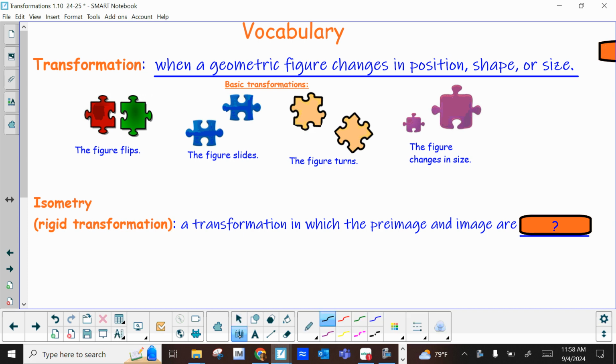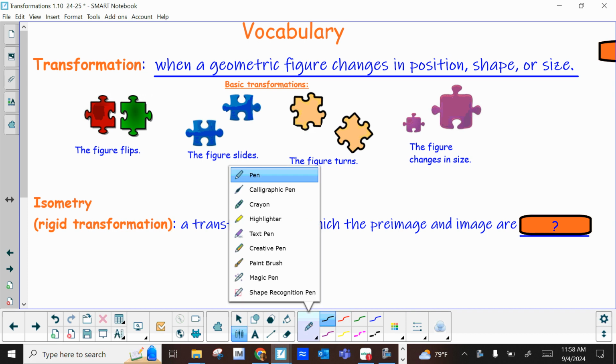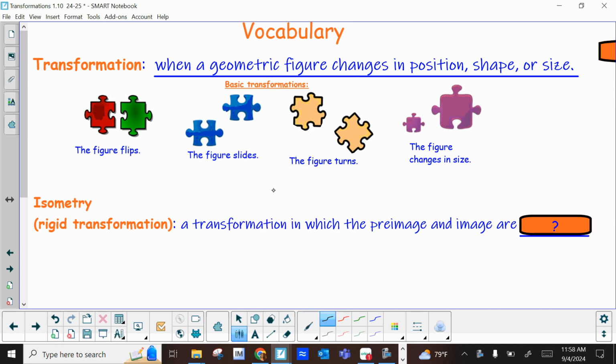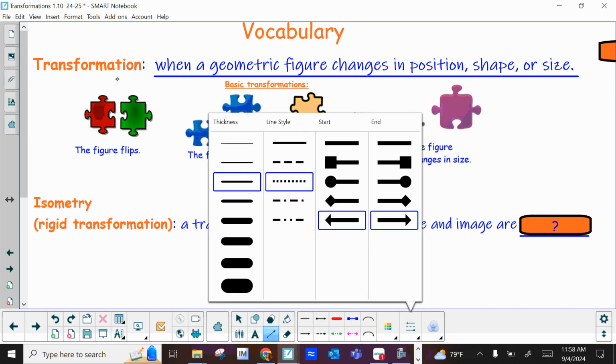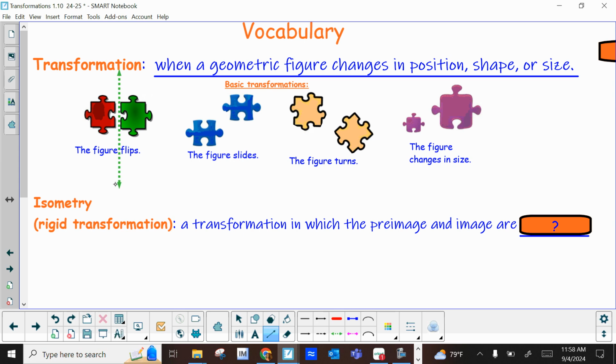So if you look at the red and the green puzzle piece, it looks like the red puzzle piece is flipping over, okay? In this case, also kind of like reflecting. So if I draw a line right here down the middle, that would be like a line of reflection, okay? Right down the middle right there. So reflecting over that green line, okay?